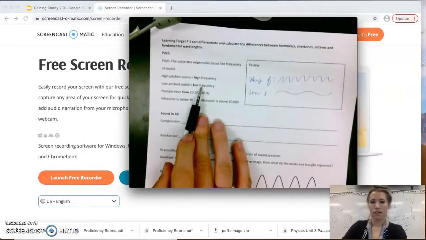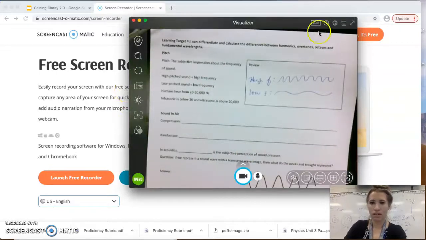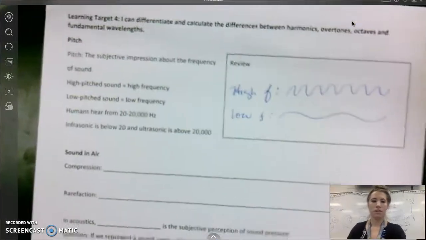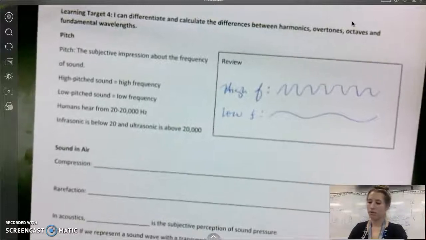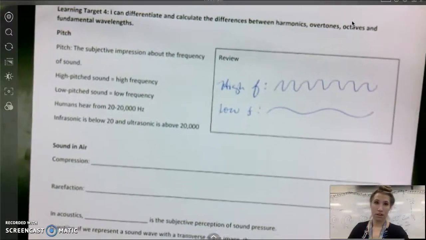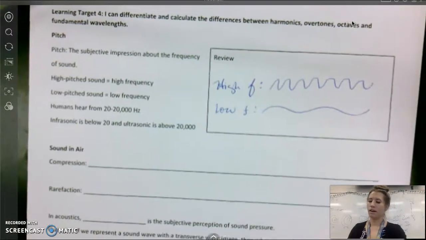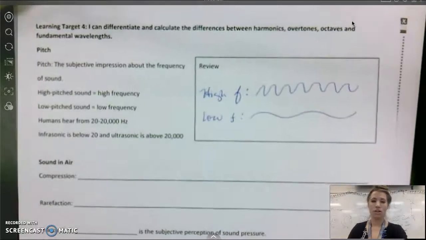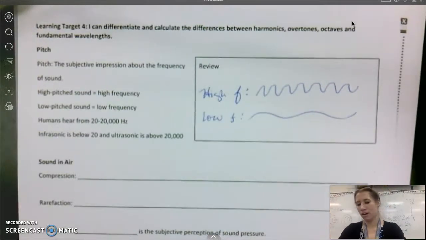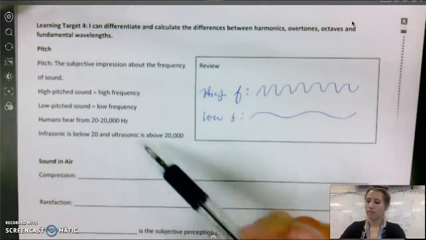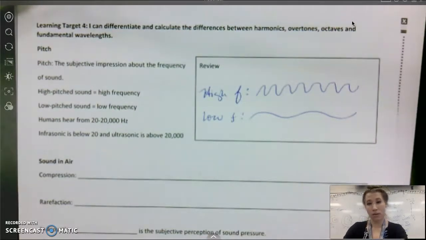Okay. Now humans tend to hear frequencies as low as 20 hertz and then up as high as 20,000 hertz. And when it's something that is below the 20 hertz range, we call that infrasonic. Sonic means sound, okay? And then if something is above 20,000 hertz, we call that ultrasonic.